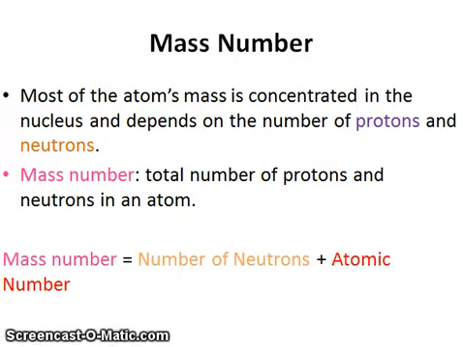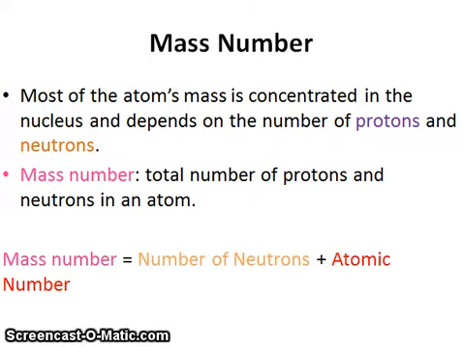Another concept or definition that we have is the mass number. The mass number will be equal to the number of neutrons and the number of protons inside an atom. Now, why is this so? Why don't we take into account the electrons? Well, most of the atom's mass is concentrated in the nucleus, and it depends on the number of protons and neutrons. So the nucleus is the thing in the atom that gives it its mass. Remember, we mentioned that electrons are very, very light, so we actually ignore the electrons when we're talking about the mass of the atom.